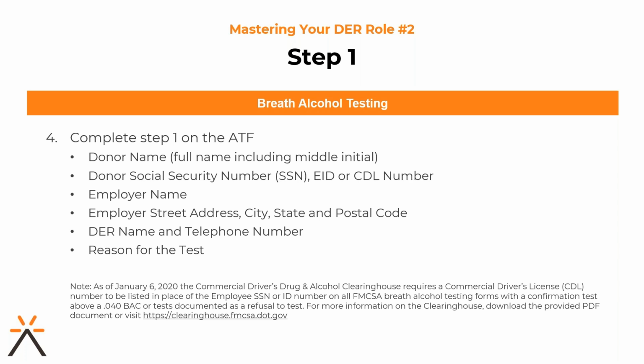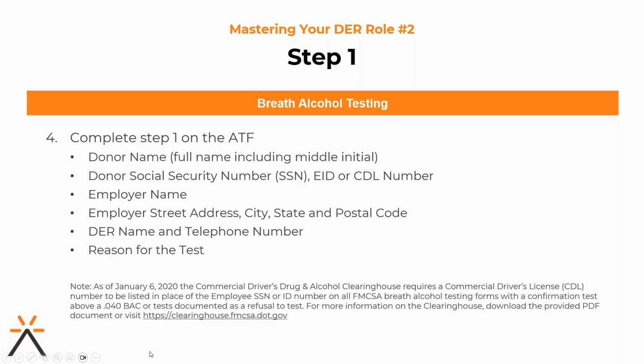We are also going to add that employer name, or employer street, city, state, and postal code. And we're going to add that DER name and DER telephone number. This is probably one of the most common areas that we see that don't get completed on alcohol testing forms, especially at clinics. So make sure that information is on there. And maybe you're like, why is that so important? Because when there's an issue, that collector needs to know how to call you.